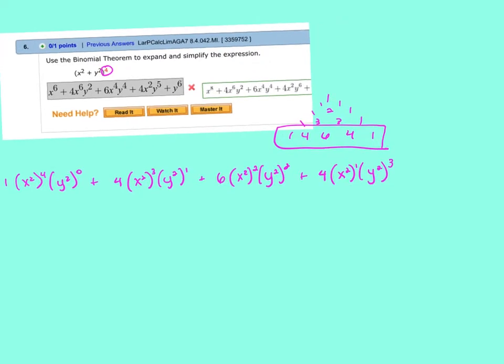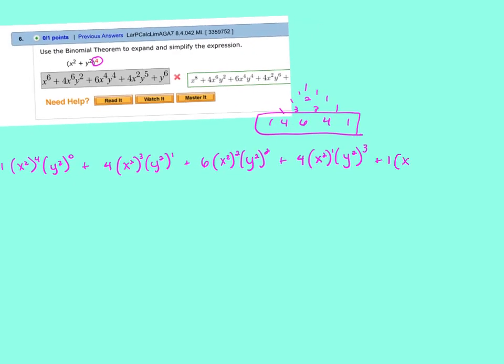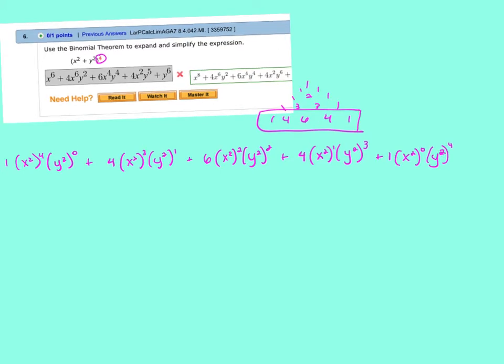So this would be 1, and then the first term x squared raised to the fourth, and the second term y squared raised to the 0. And then 4, second term raised to the third, first term raised to the third, second term raised to the first. Then 6, first term raised to the second, second term raised to the second. Then 4, first term to the first, second term to the third. And then last one, first term to the 0, second term to the fourth.